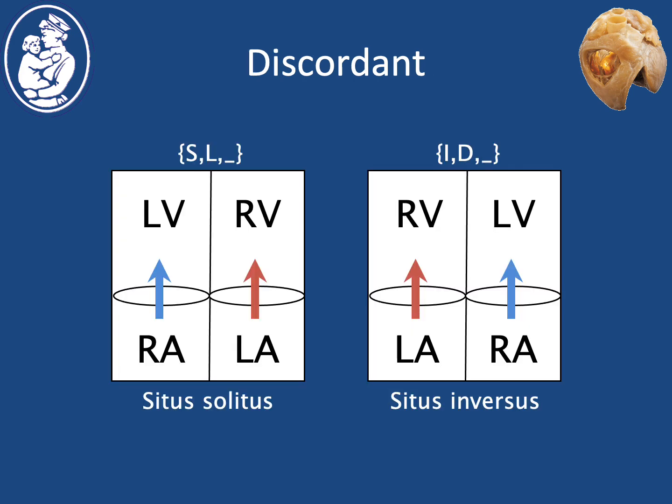Discordant AV alignment is when the right atrium is aligned inappropriately with the left ventricle, hence discordant, and the left atrium inappropriately with the right ventricle. In situs solitus, this usually occurs with solitus atria but L-looped ventricles. In situs inversus, it usually occurs with inverted atria but D-looped ventricles.